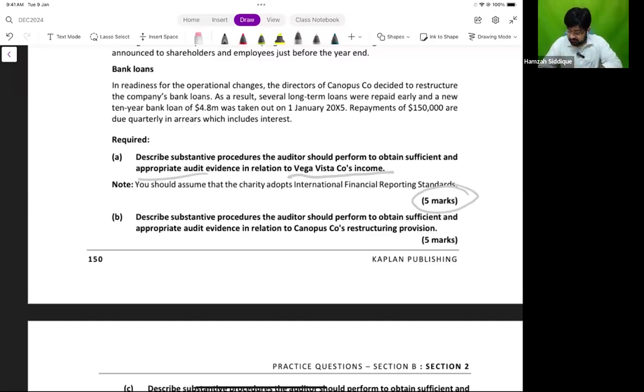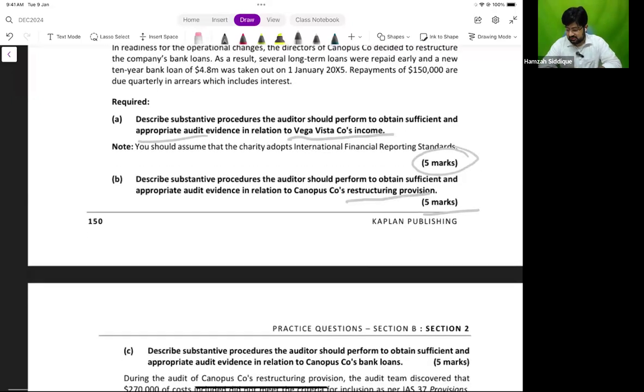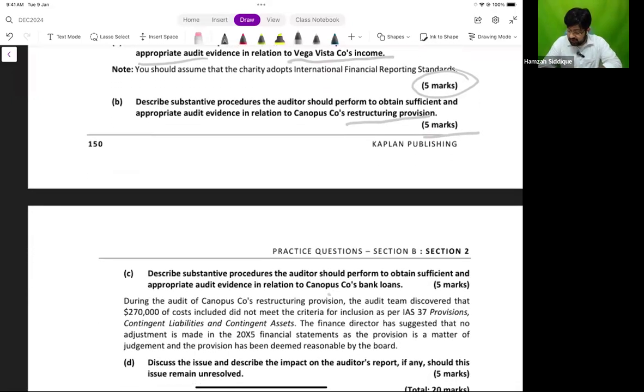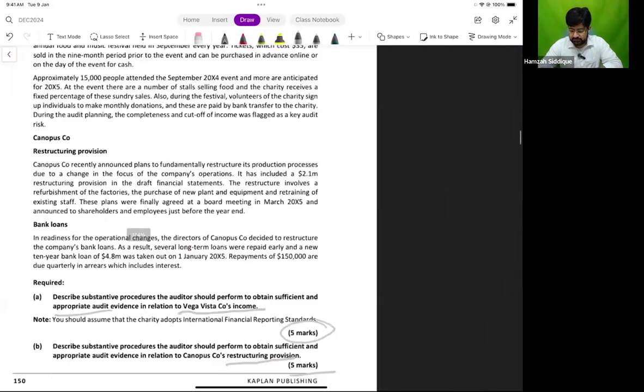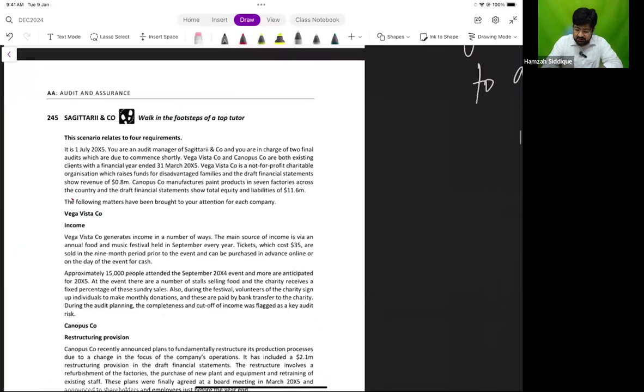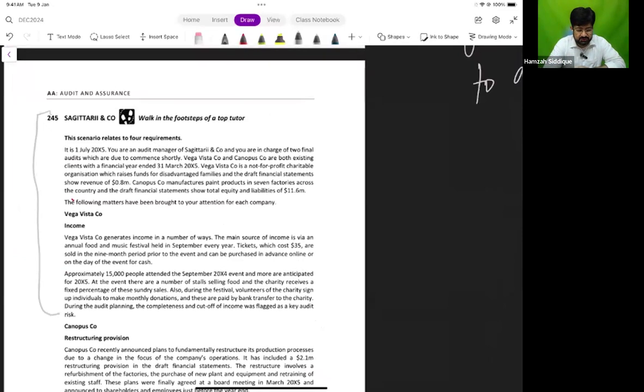The second requirement is evidence regarding restructuring provision, 5 marks. Related to the bank loans, 5 marks. And I told you in the last session that normally an audit report question is tested with it. Normally 5 marks. And of course, we will be doing audit report, then we will talk about these parts as well. Now, I give you 1 or 2 minutes. Read it. Be quick. Read it, please.